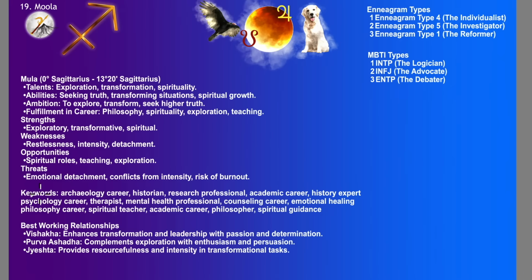The keywords for career here being archaeology career, historian, research professional, academic career, or history expert. Why is history outlined here? You will see this even in Magha Nakshatra because there is Ketu. Ketu is interested in exploring the past. What is my history? What is my ancestral history? What is the history of this land, of my culture, of my religion, of my faith, of the peoples of the land, so to speak. So they go on exploring. They are deeply interested in exploring the past. That's why archaeology, history, everything comes as a career choice.